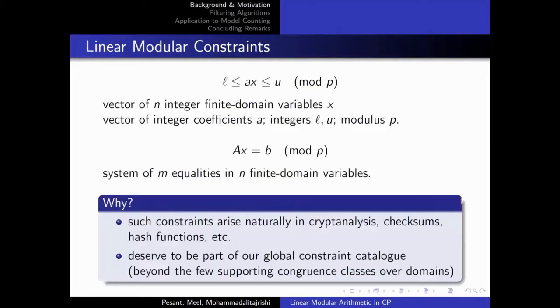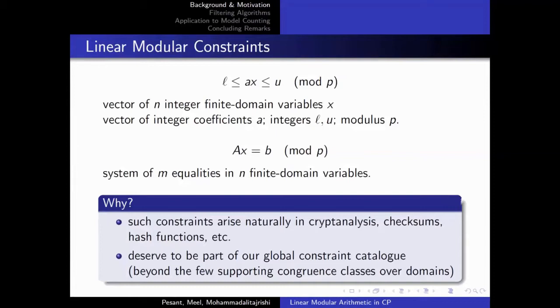So we are interested in constraints of the following form. We have a vector of n integer finite domain variables x. We're looking at linear combinations of those variables. So there's a vector A of integer coefficients, and that linear combination can be upper or lower bounded. And I'll take it modulo P. In particular, we'll be interested in systems of equality constraints in modular arithmetic, so a system of m equalities in n finite domain variables. So why should we care about such constraints?